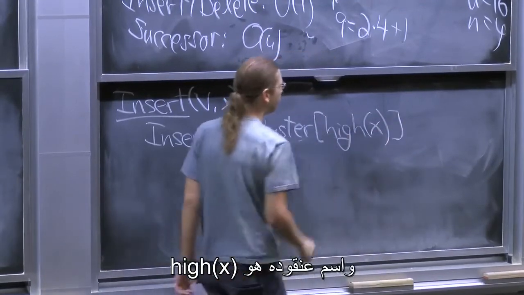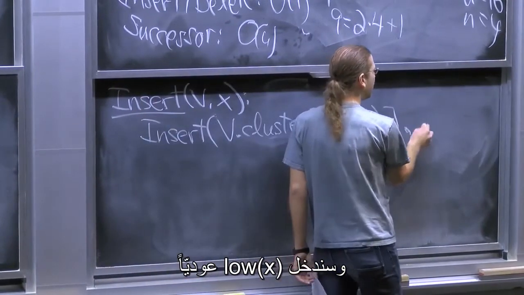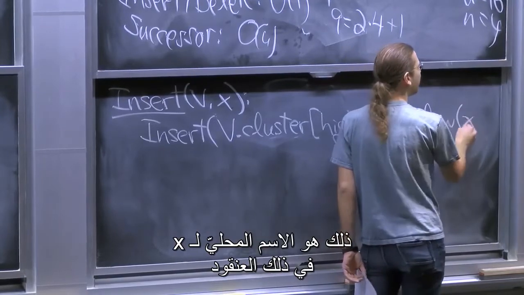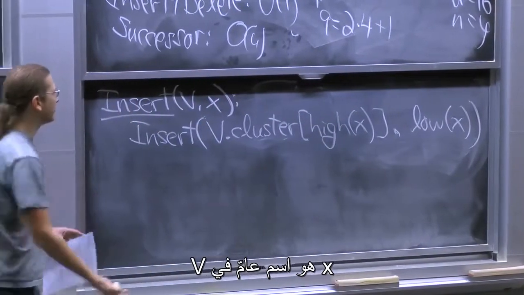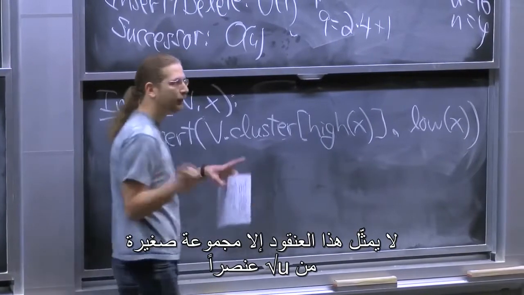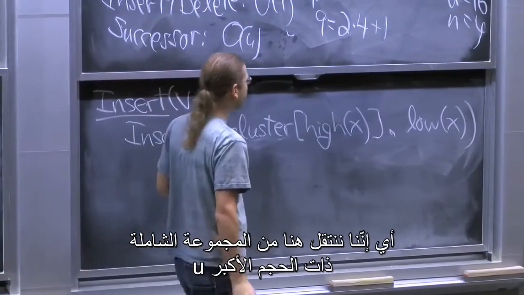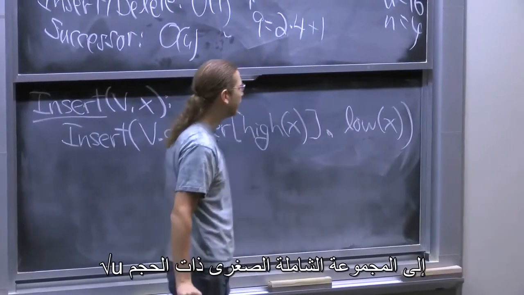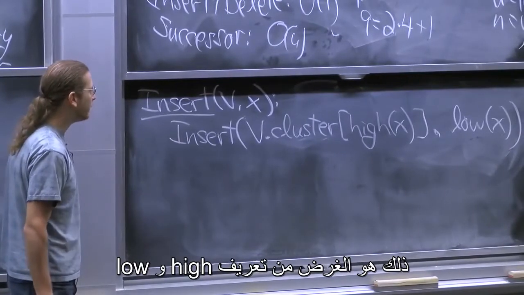The name of its cluster should be high of x. And what we're going to be inserting recursively into there is low of x. That is the name of x local to that cluster. Right? x is a global name with respect to V. This cluster only represents a small range of square root of u items. So this gets us from the big space of size u to the small space of size square root of u within that cluster. So that's basically what high and low were made for.